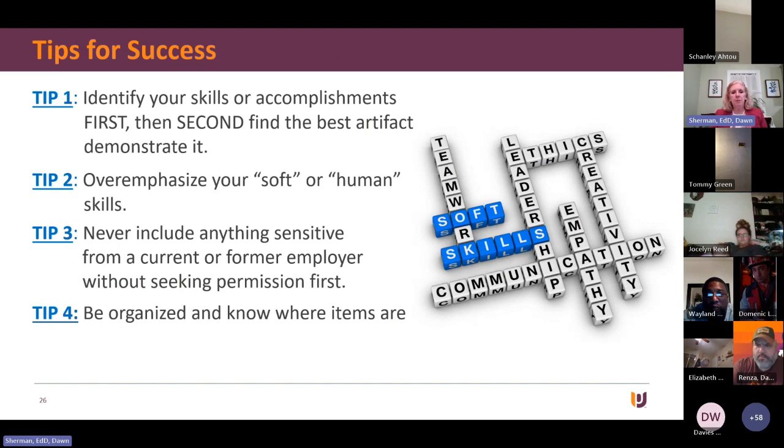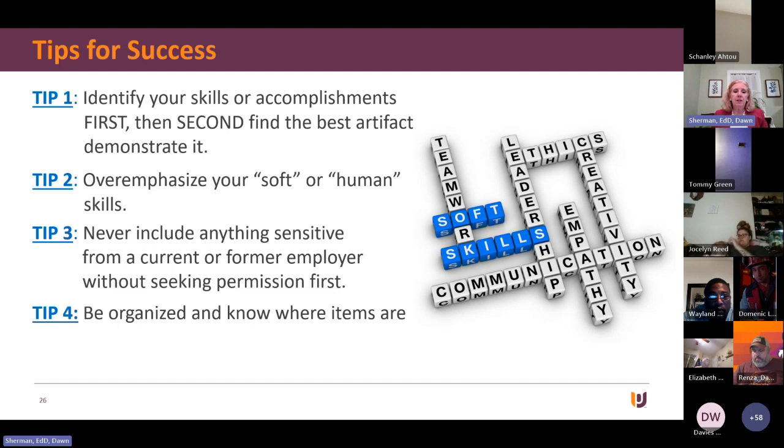Okay, a couple of tips here. First, identify your skills and accomplishments, and then second, get that best artifact that demonstrates it. That's my suggestion, you can do it however you like. Please overemphasize your soft and human skills. And this just follows exactly what Dean Dressel was just saying. Soft skills matter, okay? They matter. So make sure you put that in there throughout your portfolio.